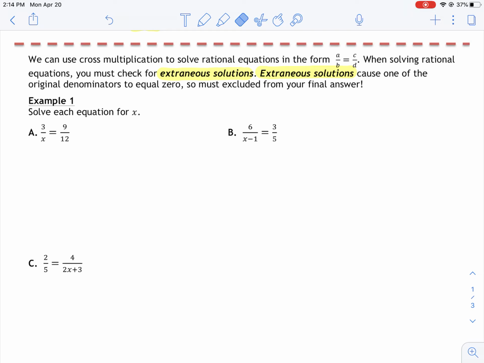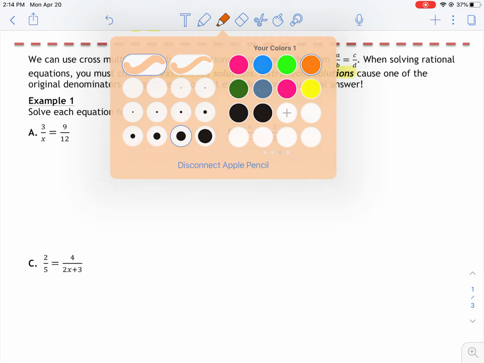Always just kind of do a quick check to make sure that your answer does not cause a problem in the denominator. All right, so in the problems we talk about today, you're going to notice that you have proportions. We're solving proportions. And so we are going to use cross multiplication to solve.